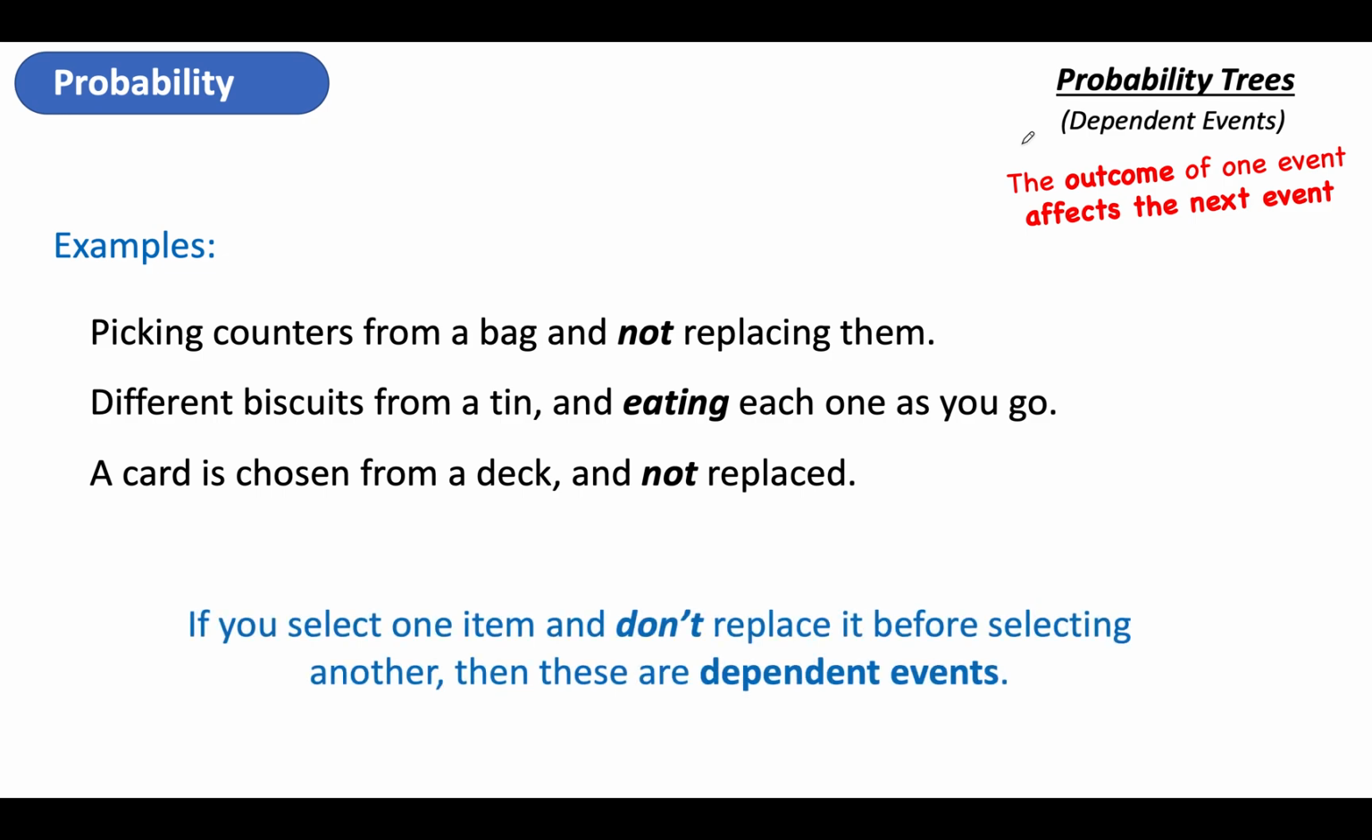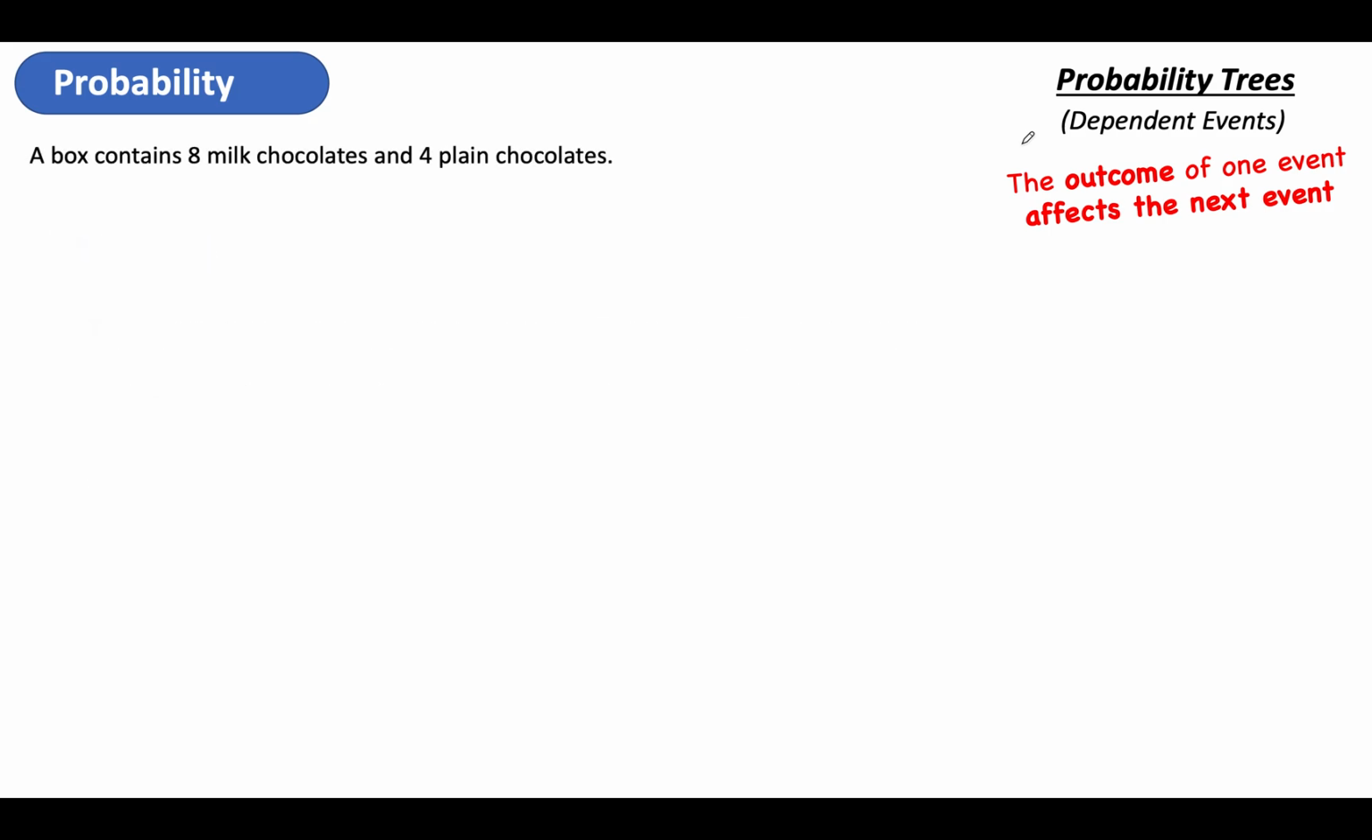The main thing here is usually that we're talking about if you select one item and don't replace it before selecting another, then these are definitely going to be dependent events. There are other versions, but these are the ones that we usually encounter. So let's look at an example. That's the best way to do it.